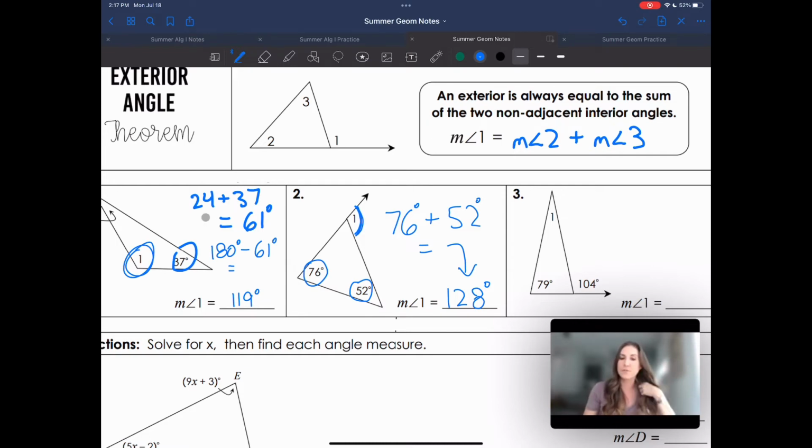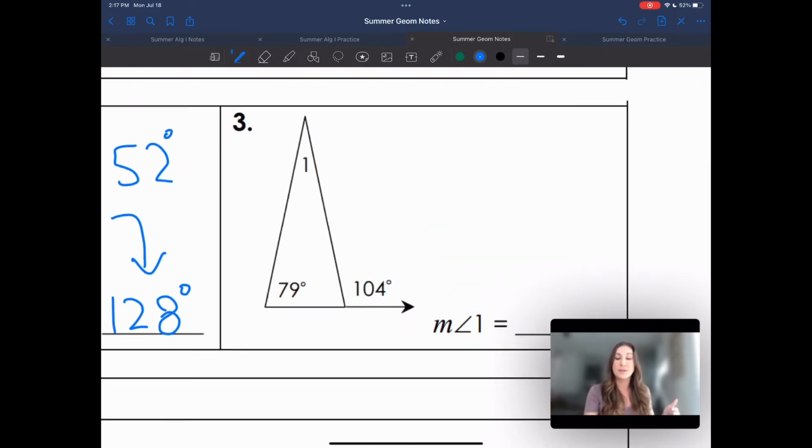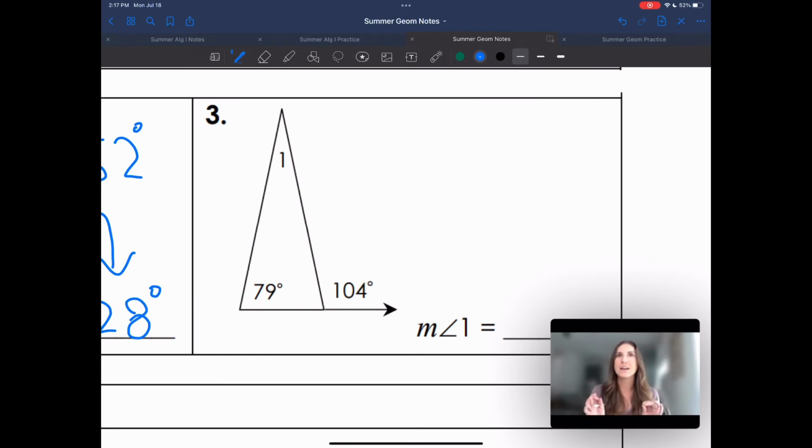Okay, so those were pretty straightforward. Number 3 is a little bit tricky. You kind of have to think of a little backwards way to do this. There's a couple ways you could do this. So I challenge you to try it on your own. You might already kind of figure it out in your head.